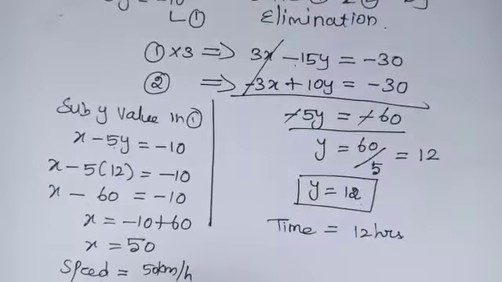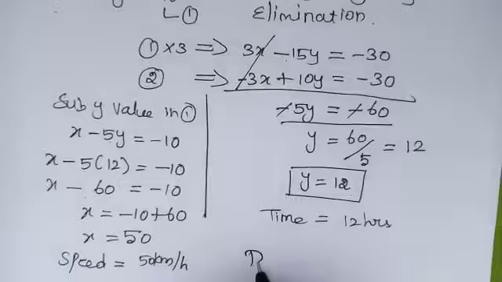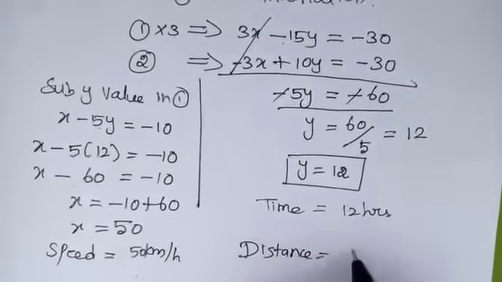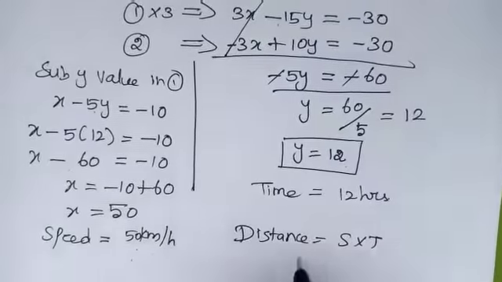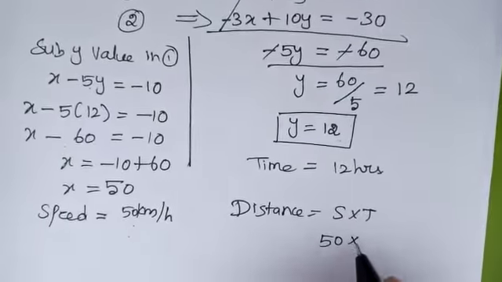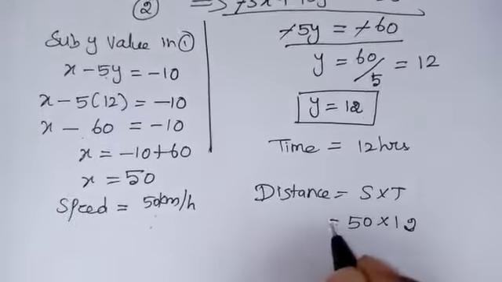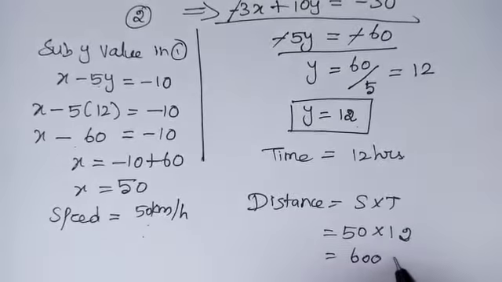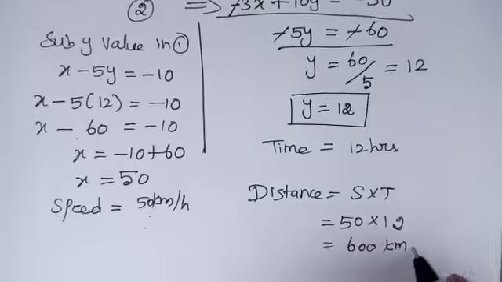Now finally, after finding speed and time, we need to find the distance also. So the distance formula, distance equal to speed into time. Here the speed is 50 and our time is 12. So let us multiply. We know that 12 5s are 60. Here one more 0 is available. So 600 km is your distance.